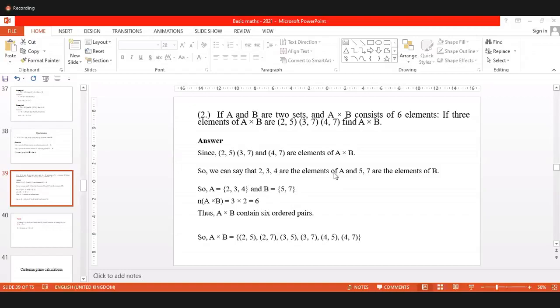Yes or no? Then you can simply say, set A is having these 3 elements, set B is having these 2 elements. So we can simply multiply, 3 into 2, that is 6, right? Then you can simply write, now you know this: 2, 5, 2, 7, 3, 5, 3, 7, 4, 5, 4, 7. Altogether, we will have 6 elements.